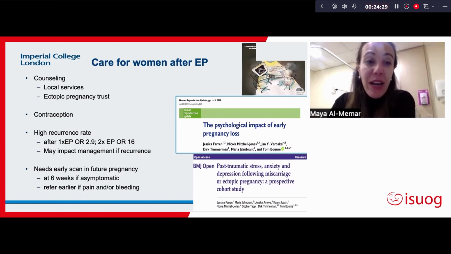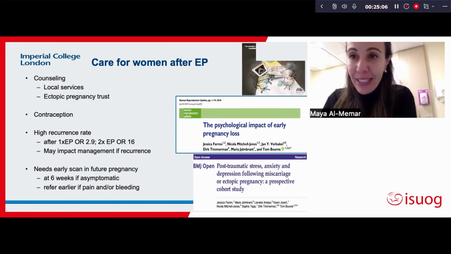We have to think about the high recurrence rate and therefore counsel women about that and warn them about their risk of subsequent ectopic pregnancy. And of course, we have to consider that if they do get recurrent ectopics, this may impact management if there is a recurrence, and we may be more inclined to offer surgery in this situation. We need to offer them an early scan in future pregnancy. Normally, I would recommend a scan at 6 to 7 weeks if they are asymptomatic to hopefully confirm the presence of an intrauterine pregnancy, or, of course, earlier than 6 weeks if they experience any abnormal bleeding or pain.